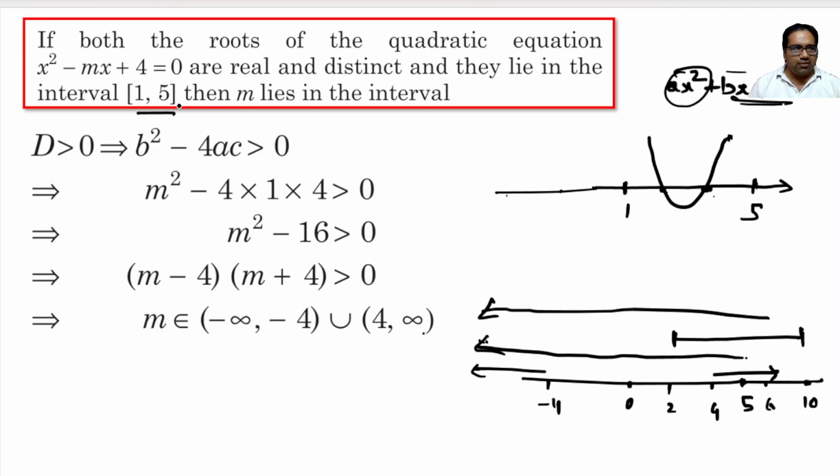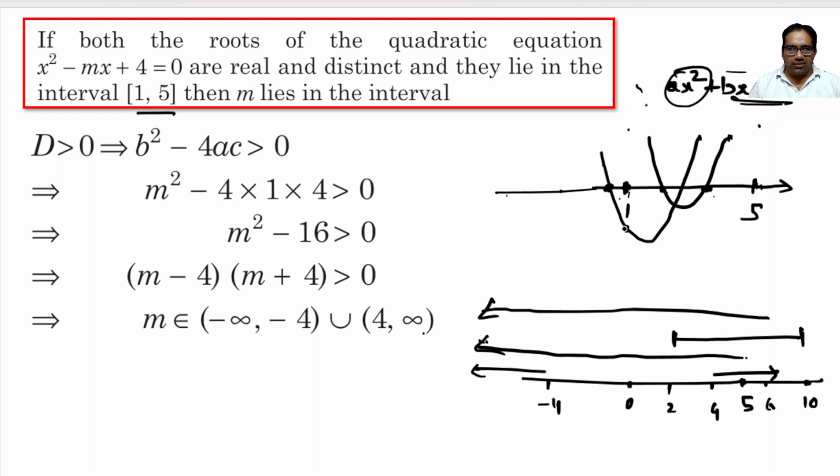What are the other conditions? The roots should lie between 1 and 5. Okay, what does that mean? What that means is f of 1 should be positive, f of 5 should be positive. Right. So the graph will be like this. For example, if f of 1 is negative, what does that mean? The graph can be like this. Right. f of 1 is negative. That means the graph is somewhere like this. That means one of the roots will be towards the left of 1. We don't want that. Right.